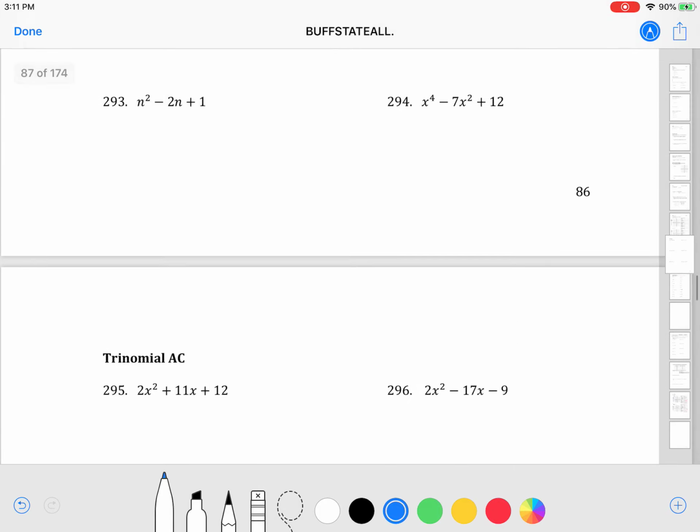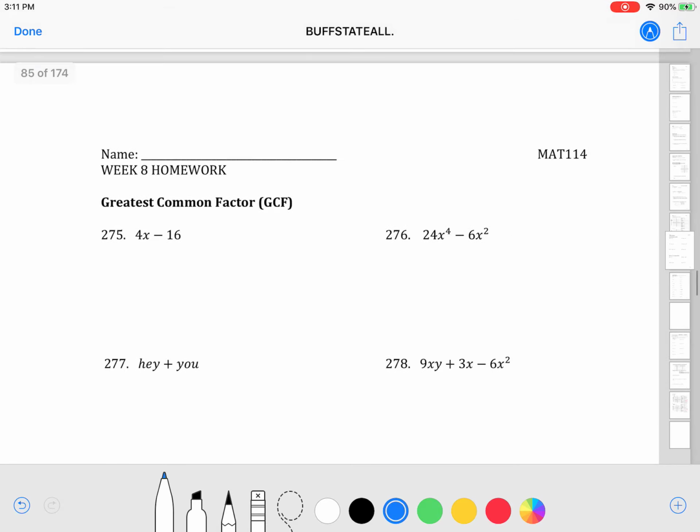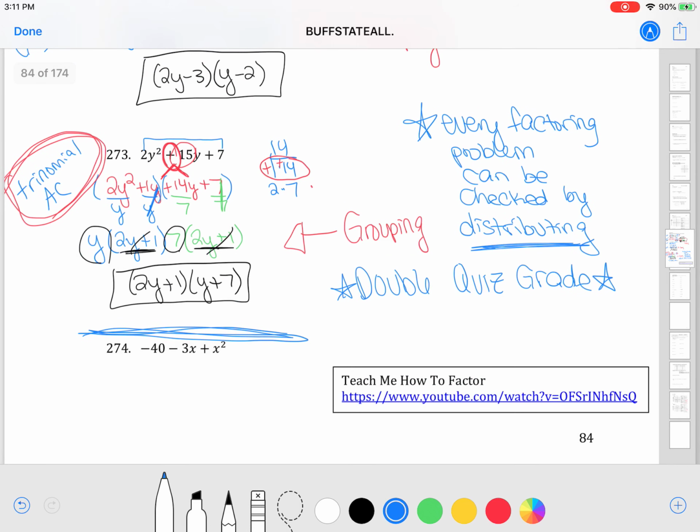While you guys are studying for this quiz, keep in mind it's going to be a double quiz grade. So when your quizzes are normally 10 points, this quiz is going to be 20 points. So you want to definitely take advantage of your open notes and take advantage of the fact that you really need to study for this one.